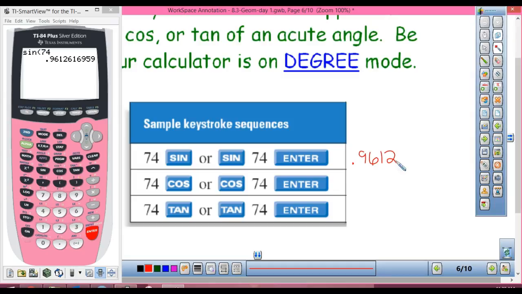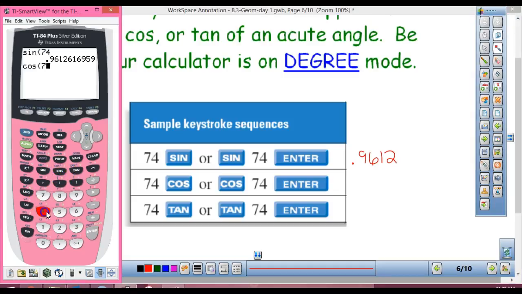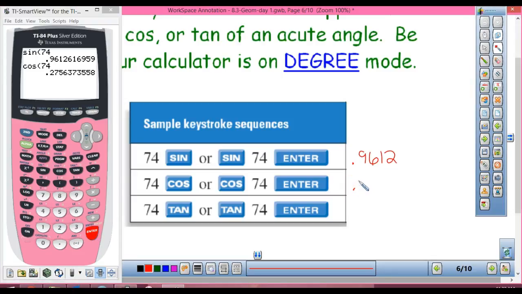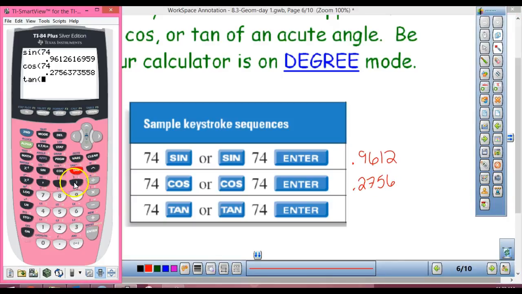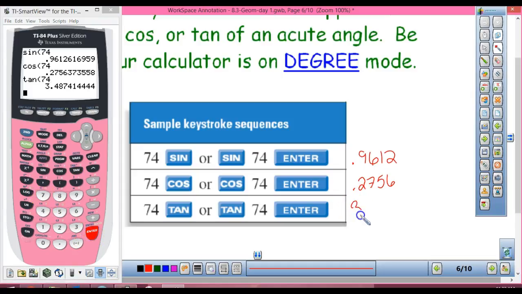And if I'm going cosine of 74, I've got 0.2756, and tangent of 74 is 3.4874. What do these mean? What on earth do these mean? What do these decimals mean?